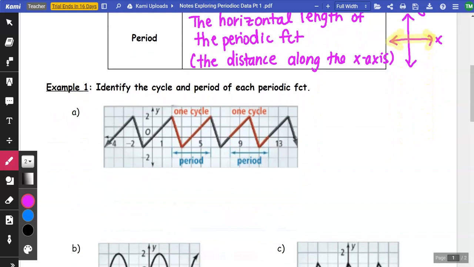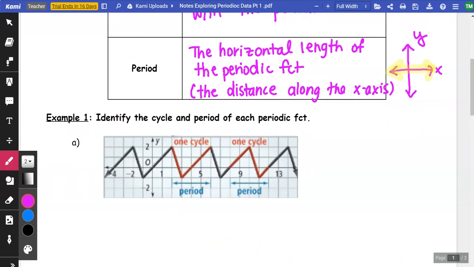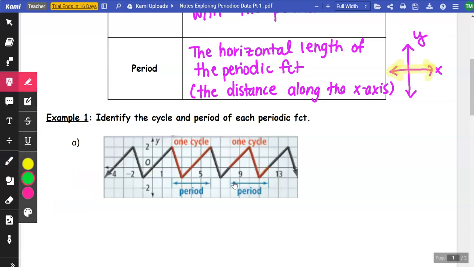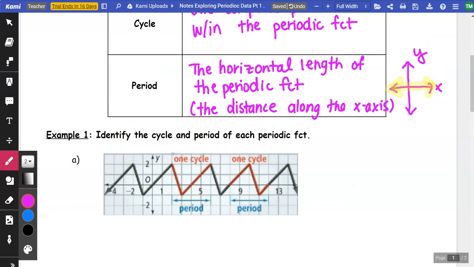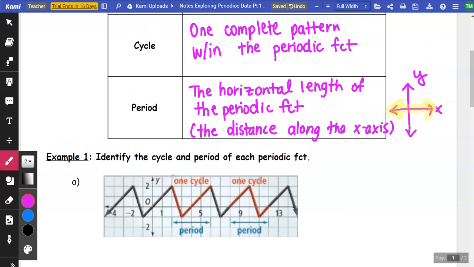If you check out example 1, part A, we have a lovely little graph here. This graph does represent a periodic function, and we're going to talk about how we know that in just a minute. As you can see, this graph repeats the same pattern over and over again. The way we can tell that pattern is being repeated is by looking at a cycle. Remember our key term: a cycle is one complete pattern within a periodic function.